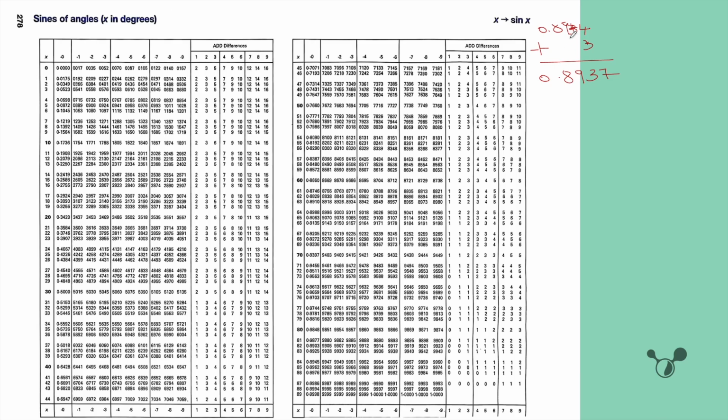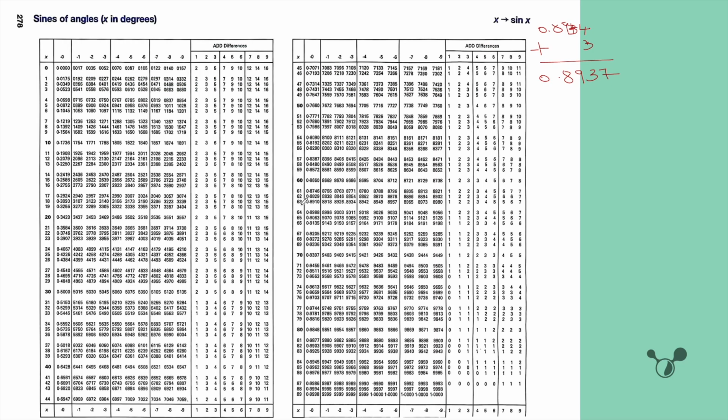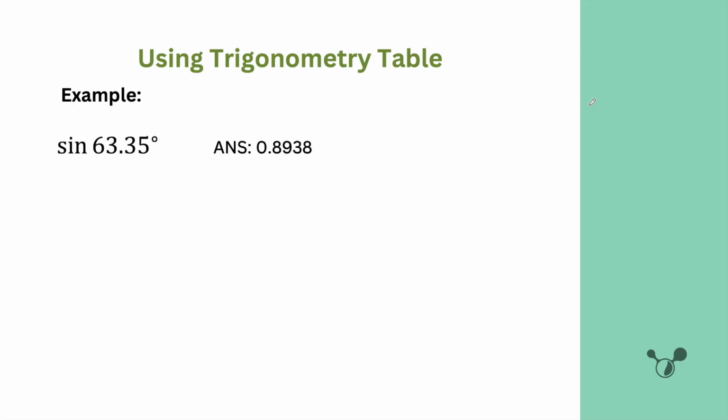Let's see if we made a mistake somewhere. 63. Let me just get 63. Oh, it's not 34, 35. Okay, I think the mistake was from 63.35. 5 is 4. So this is 4, right? So we're adding 4, not 3. So 0.8938. Exactly what we have.